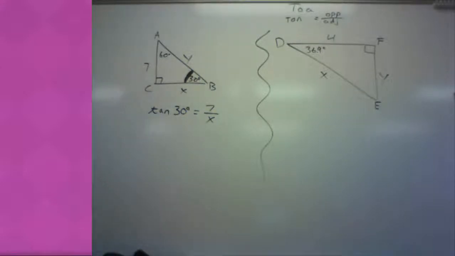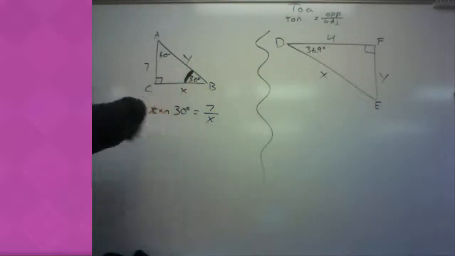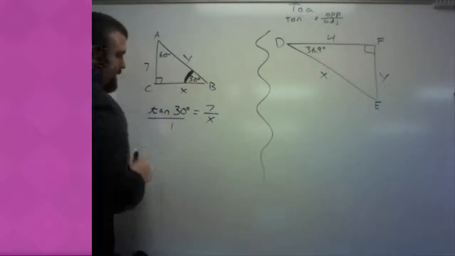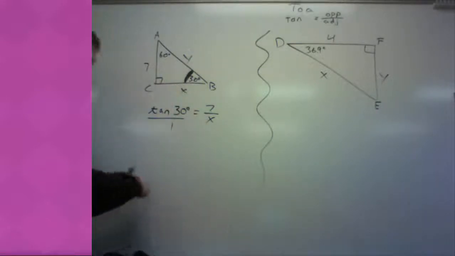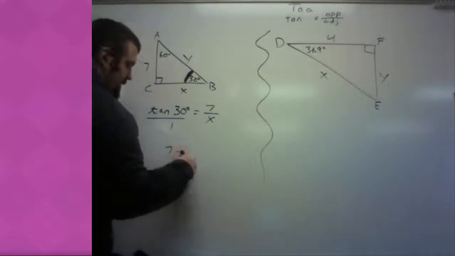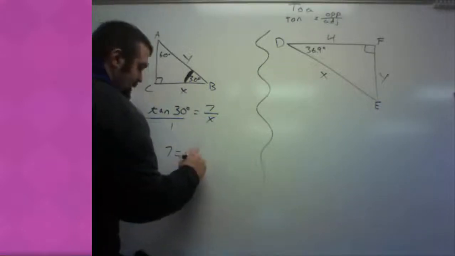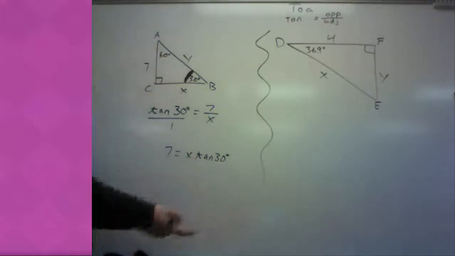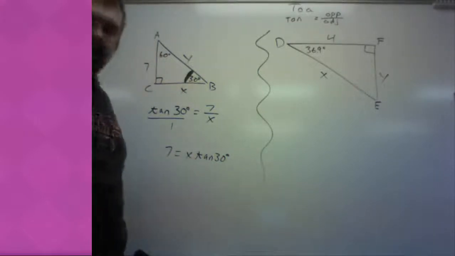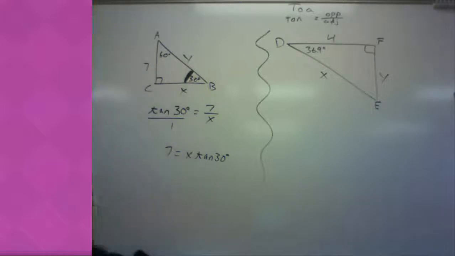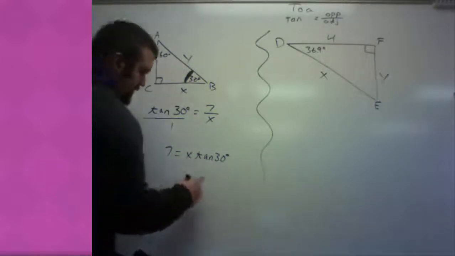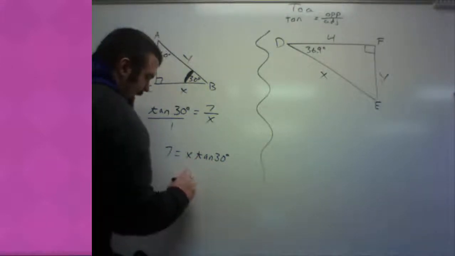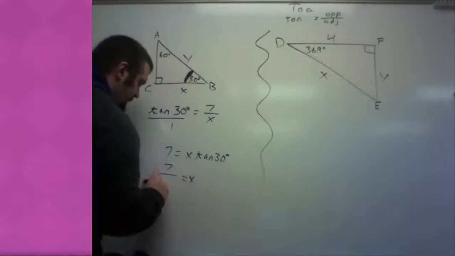Oh, I know. This is actually a proportion. What, Mr. H? It doesn't look like a proportion. I see one fraction and no fraction. Then make it a fraction. Cross multiply. 1 times 7 is 7. X times tangent of 30 is X times tangent of 30. I'm trying to solve for X. This here is a number. Plug tangent of 30 in your calculator if you don't believe me. It comes out as a number. So I'm going to divide both sides by tangent of 30. I get X equals 7 divided by tangent of 30.